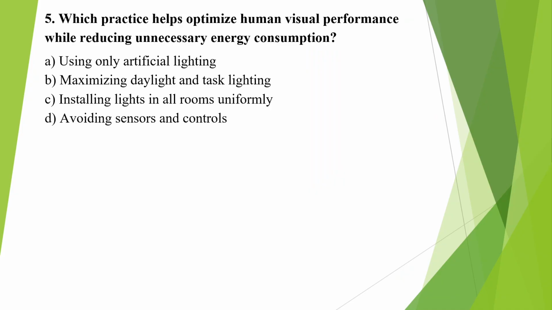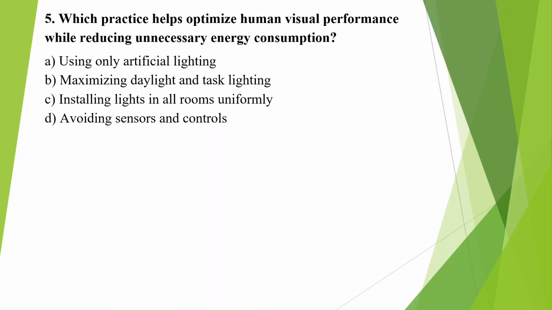For this particular question number 5, whoever has marked option B is going in the right direction. It has asked about the practice which helps in both: first, to optimize the visual performance for human beings, and at the same time reduce the energy consumption. Whenever you rely on maximizing daylighting, you get better visual performance with the help of daylight and task light. At the same time, you are not utilizing any electricity for the visual performance, so you are also reducing energy consumption. So option B, whoever has marked it, is the most appropriate answer for this question number 5.